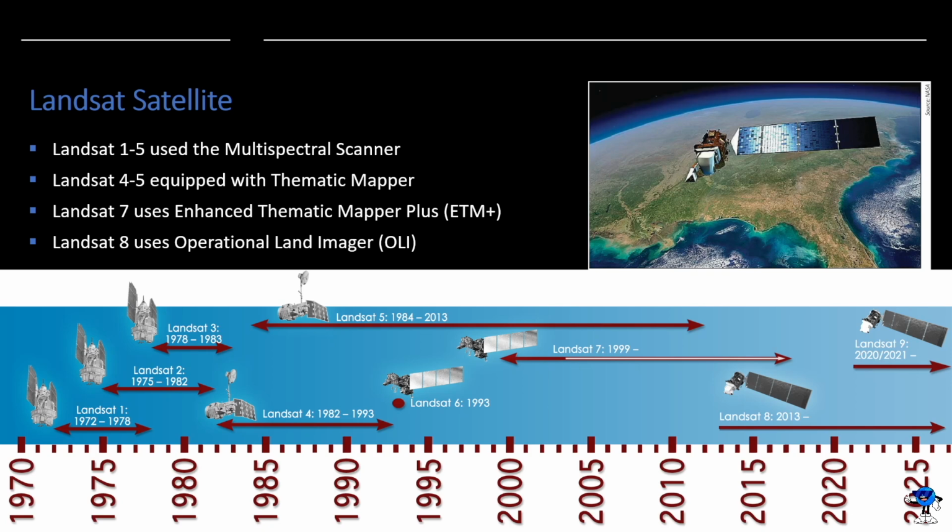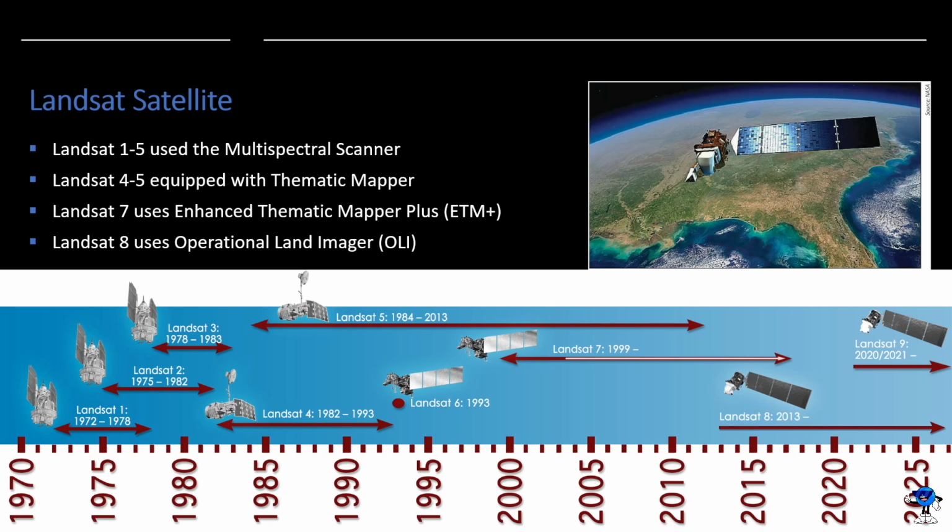In addition to using the MSS, Landsats 4 and 5 were also equipped with a new remote sensing device called the TM, or Thematic Mapper. The TM was another multispectral sensor that allowed for sensing in 7 bands in the electromagnetic spectrum simultaneously, including the 3 visible bands, a band of NIR, 2 bands of SWIR, and a thermal band.